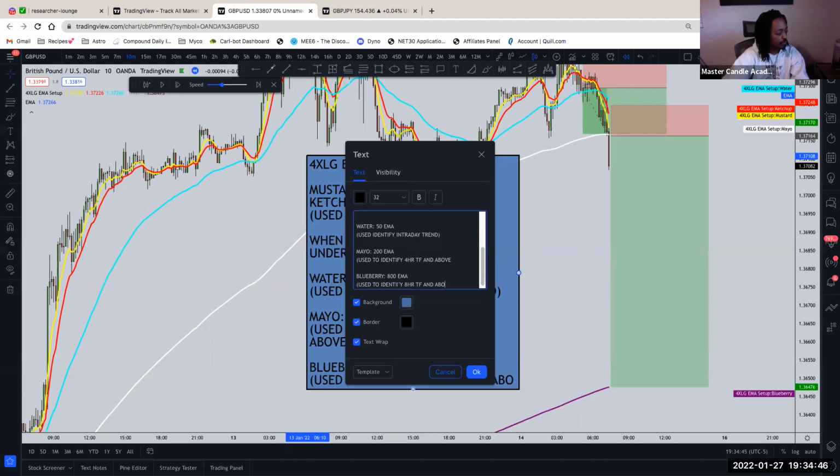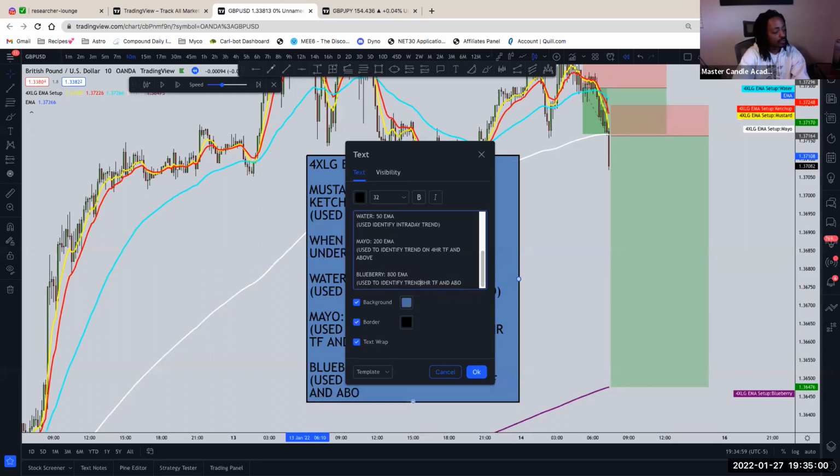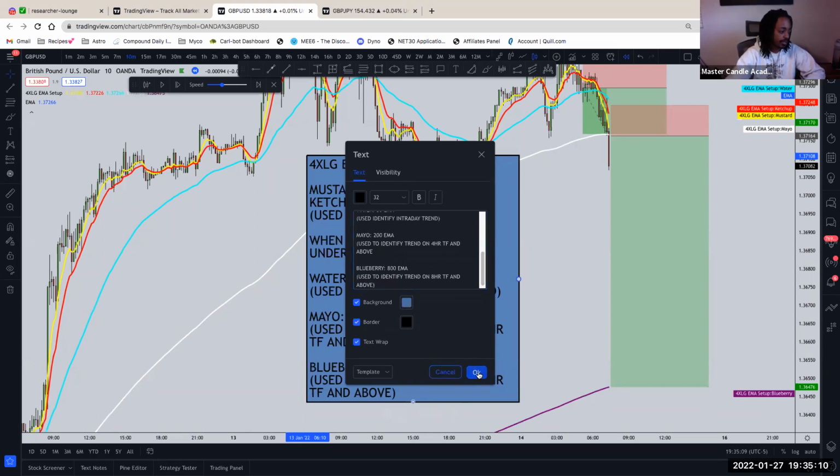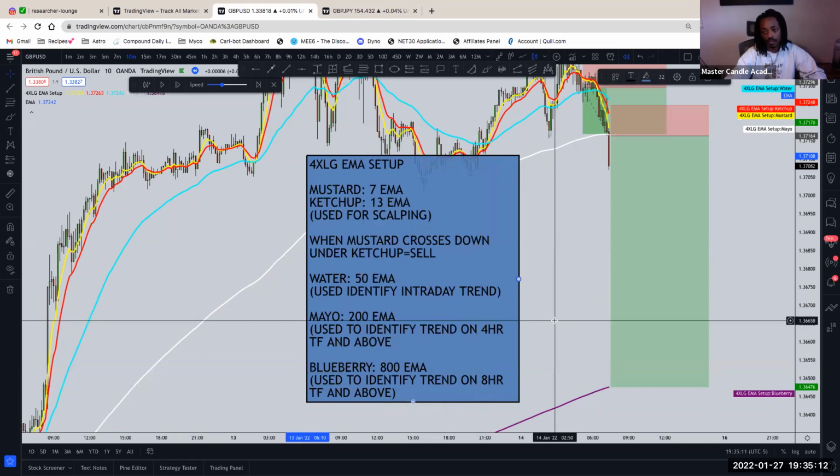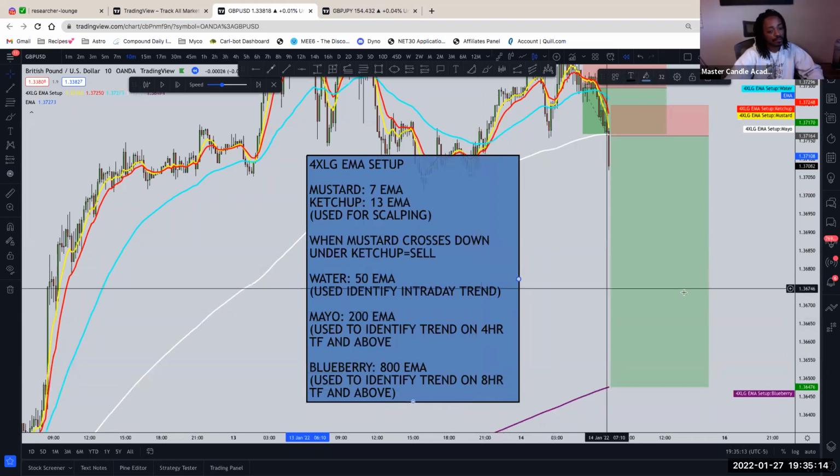Used to identify a trend on 8-hour time frame and above. All right. Also, it's the final target, right? It would be your take profit for all of your trades.